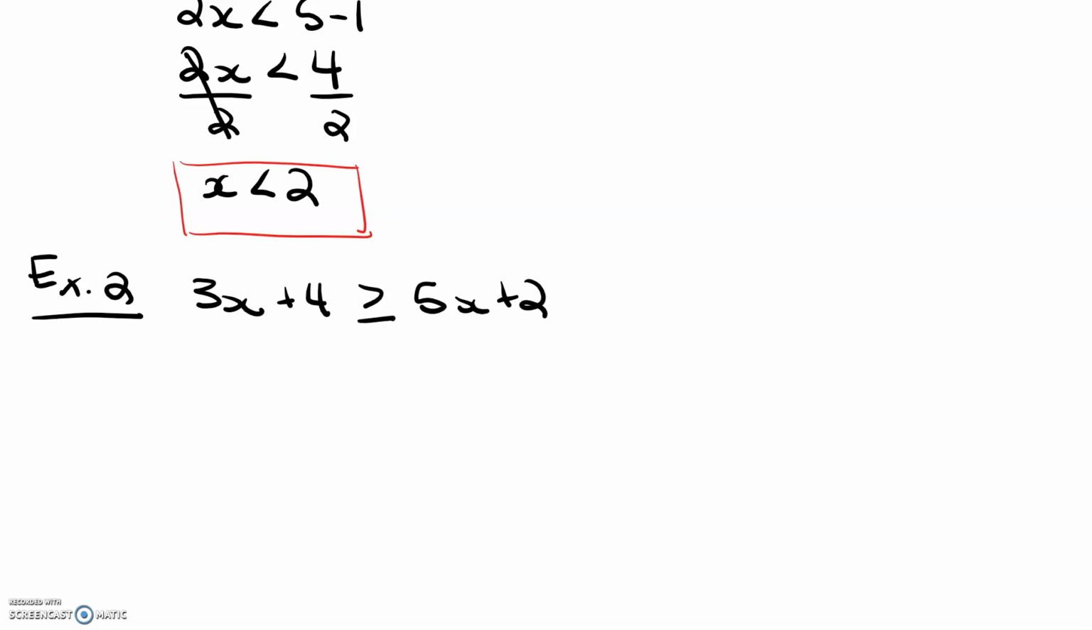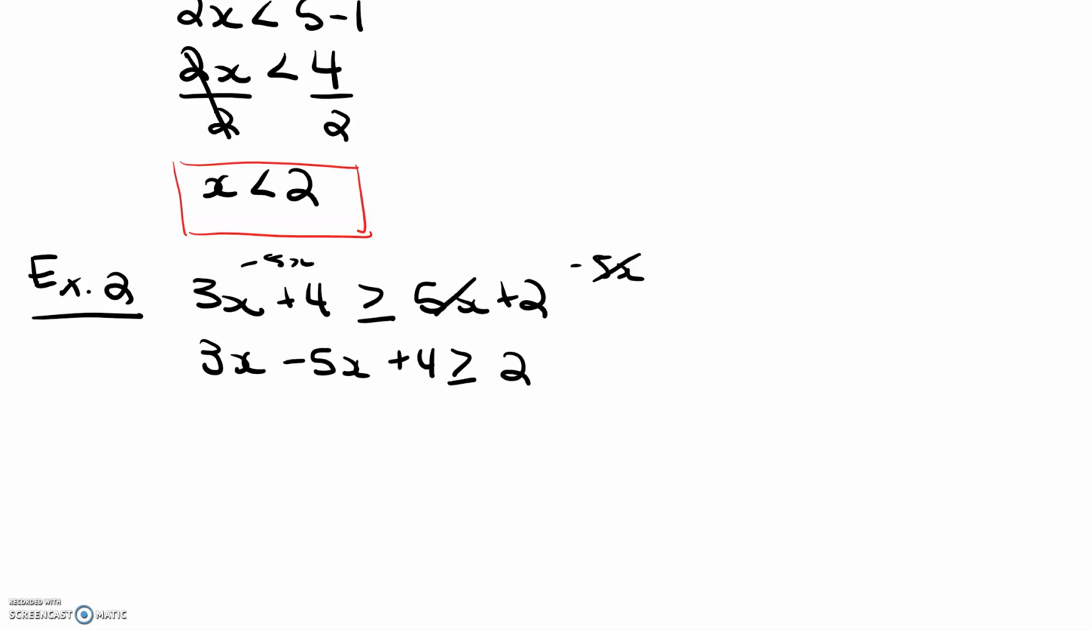Same steps. I'm going to bring all my variables to the left side and all my constants to the right side. You could do it the other way around, it doesn't matter, as long as you keep things consistent. But that's how I'm going to do it. So I'm going to say 3x minus 5x, because I'm going to subtract 5x from both sides. That'll cancel the 5x on the right, and then I have plus 4 greater than or equal to 2.